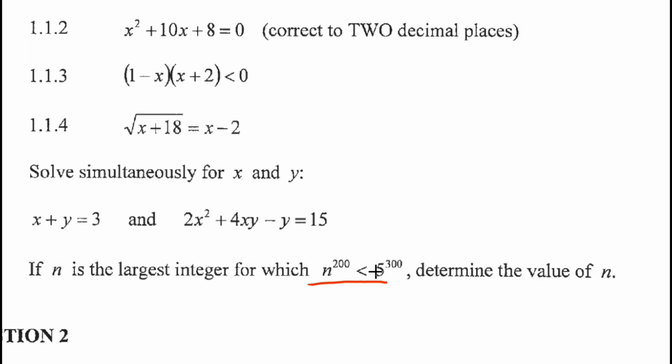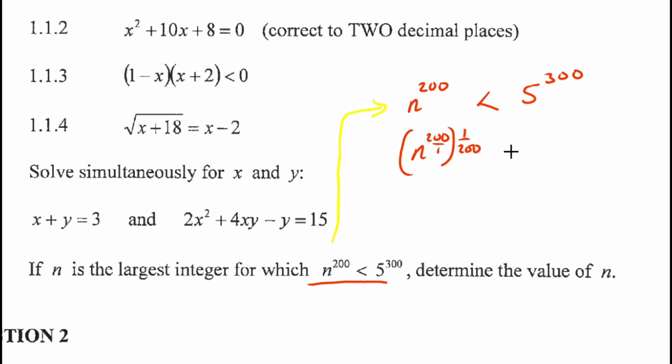So if n is the largest integer for which n to the power 200 is less than 5 to the power 300, what would we do? First thing, we have to make sure that the n stays by itself. So how do we remove this? Remember that we can have a reciprocal of the exponent, which is, this is 200 over 1, so the reciprocal is going to be 1 over 200. Because what we do to the left-hand side, we should also do to the right-hand side. So we go on to the right-hand side, and what we added to the left-hand side is 1 over 200.